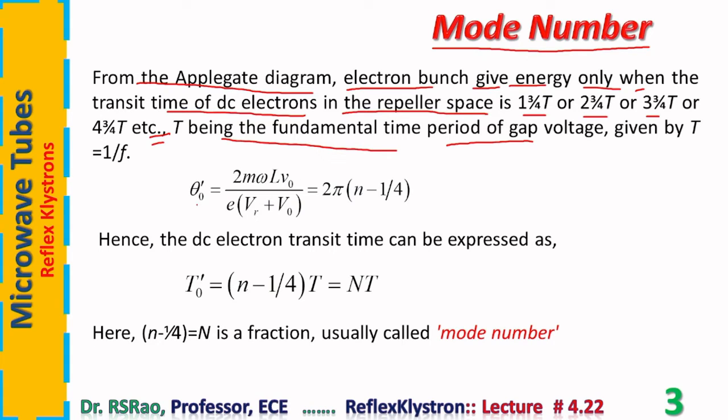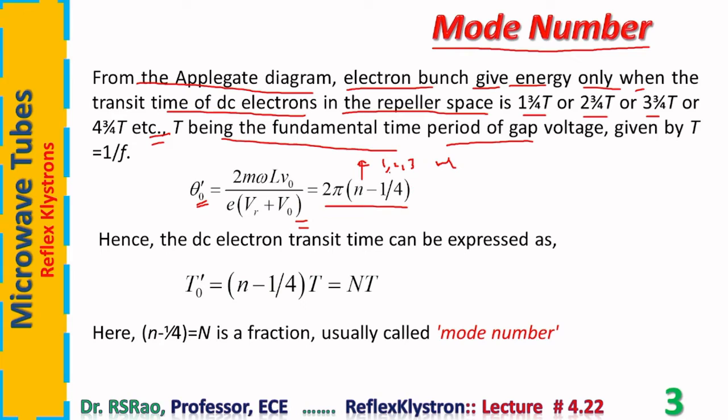We know θ0'. What is this θ0'? It is the transit angle of the electron in the repeller region. It is equal to 2mωL V0 / e(VR + V0). For power transfer to the grid gap, it must be equal to 2π(n − 1/4). n can take integer values from 1 onwards: 1, 2, 3.